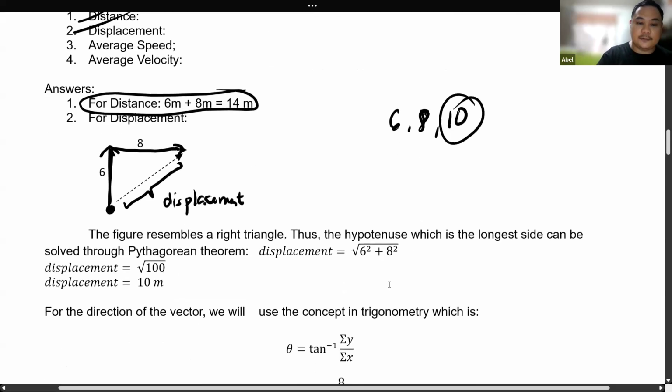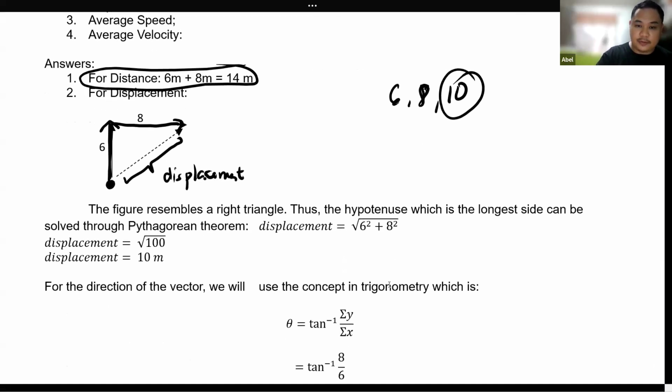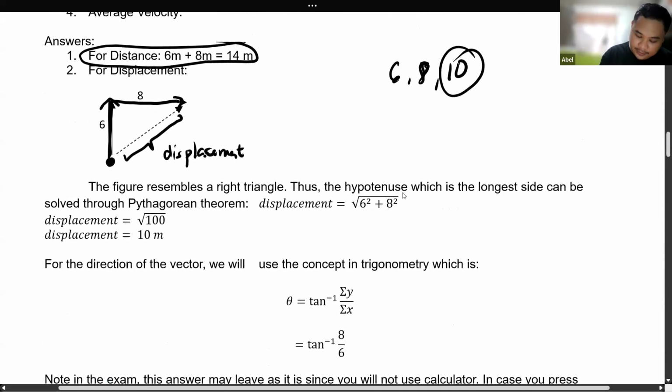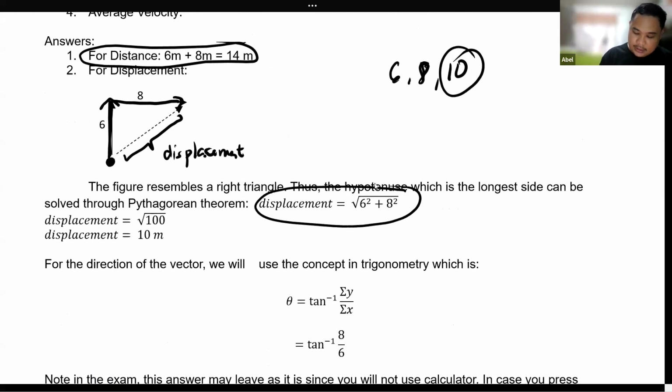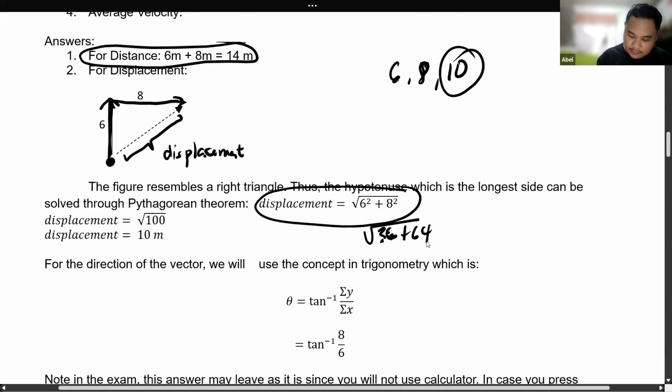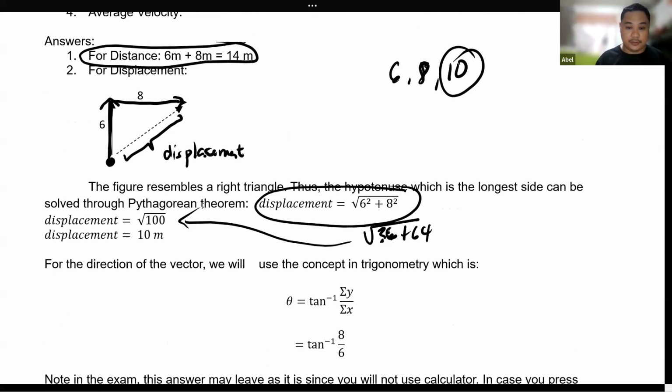So from here, we have now the Pythagorean theorem. For the displacement, it's 6 squared plus 8 squared, that is 36 plus 64, and that would be the square root of 100. And that is 10 meters. Now, how about for the direction?